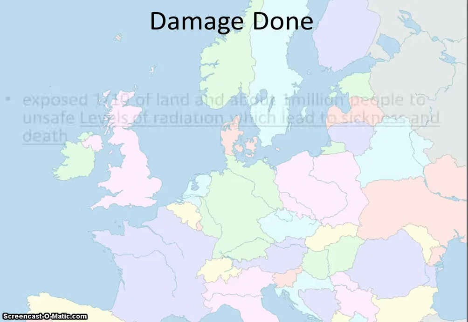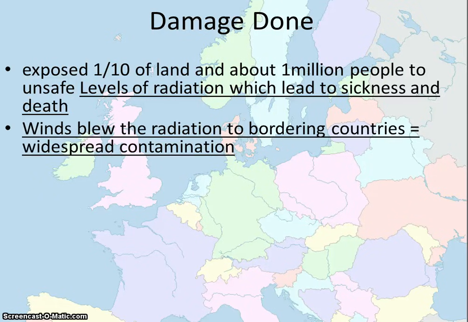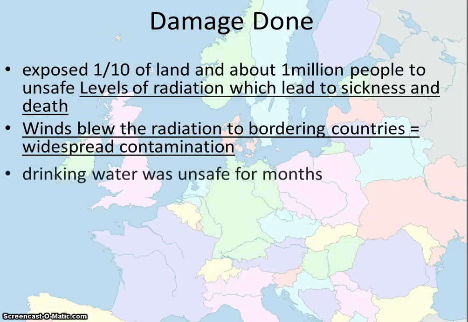Let's talk about the damage done. About 1/10 of their land and about 1 million people were exposed to high levels of radiation. Not only does this cause sickness, lung disease, but it also causes high rates of cancer, which have been definitely reported based on this event. Part of the problem is that this radioactive material didn't just affect the ground and water supply, it definitely affected and blew up into the atmosphere. And with winds, that radioactive material was carried to other bordering countries, and it spread the contamination, and people didn't know that they were being exposed to it until days later, and even weeks later.